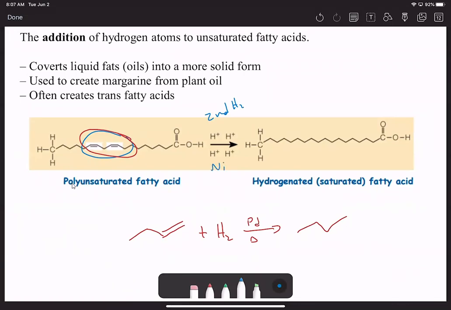So we're going to need a nickel catalyst in order to have that hydrogenation occur. So just wanted to mention that before we forget. So we won't be using palladium, we'll be using nickel. We can use palladium for smaller ones, but for larger ones, for fatty acids, we'll want to go ahead and use nickel for that.